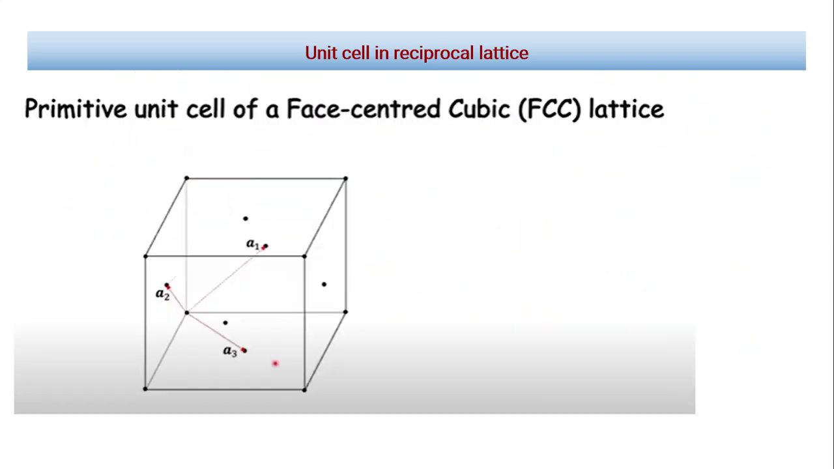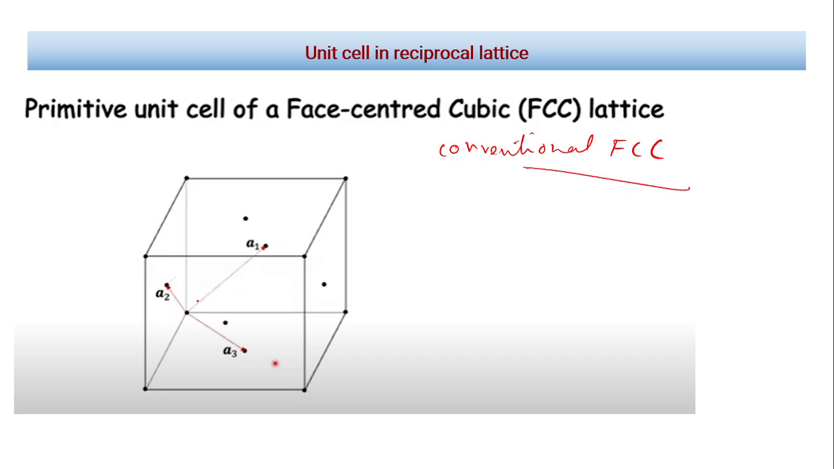Okay, so we did it for BCC. Now let's do it for FCC. So this is a conventional FCC unit cell right now, because it's not primitive. As we can see, there are more than one atom in this unit cell. If taking this corner atom as the origin, I join these three face centers by A1, A2, A3. Let's call them A1, A2, A3, the face centers. Okay, I get something like this.